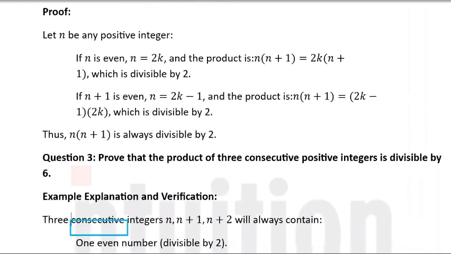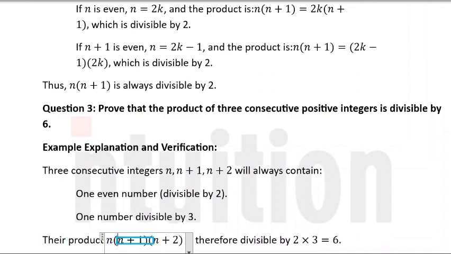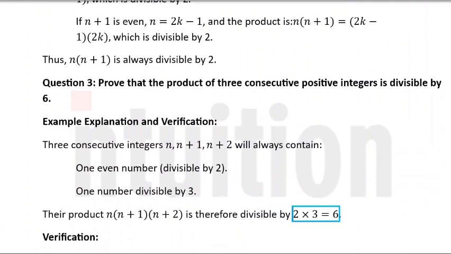Three consecutive integers n, n plus 1, n plus 2 will always contain one even number, divisible by 2. One number divisible by 3. Their product n(n+1)(n+2) is therefore divisible by 2 times 3 equals 6.